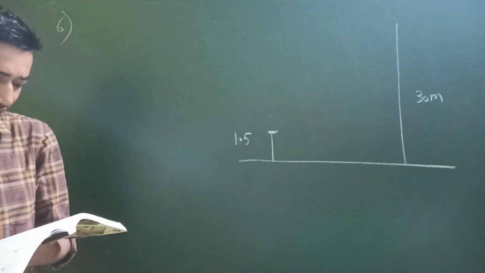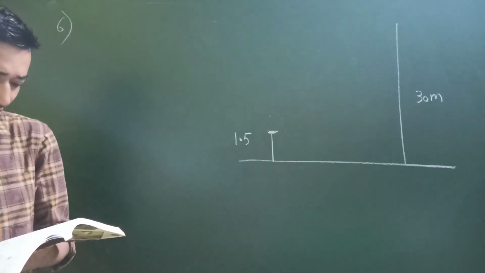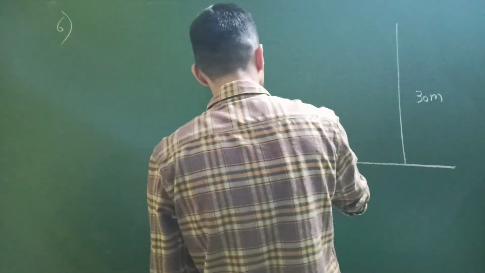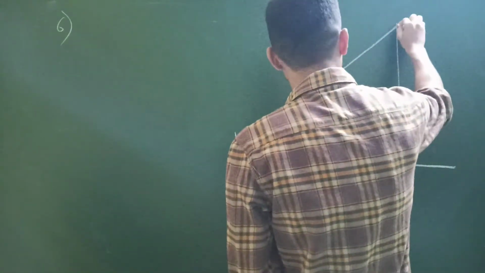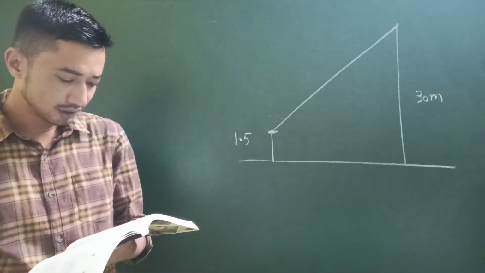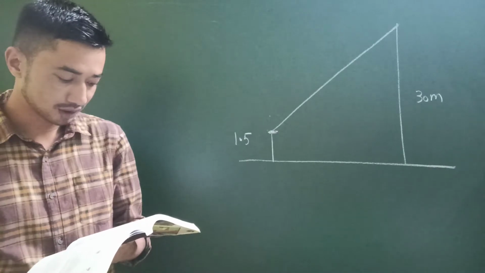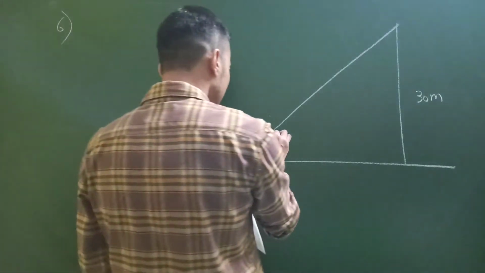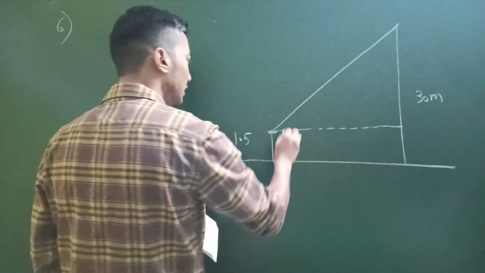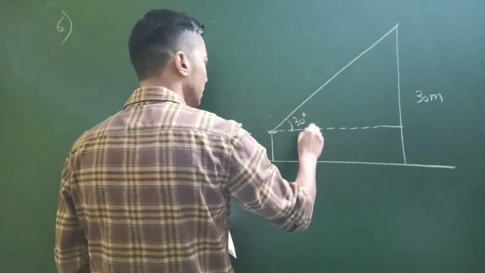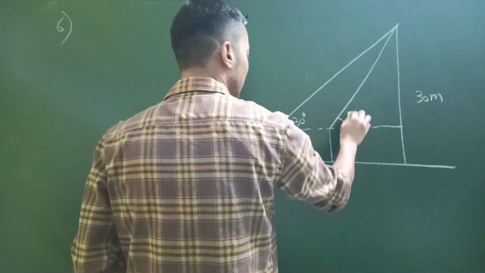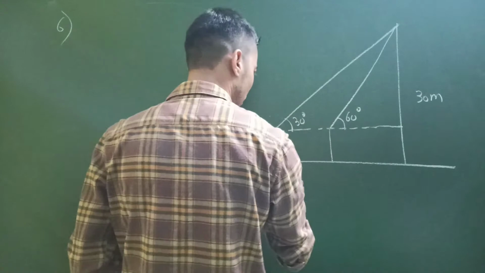The angle of elevation from his eyes to the top of the building increases from 30 degree to 60 degree as he walks towards the building. I need the horizontal line. It increases from 30 to 60 degree as he walks towards the building.